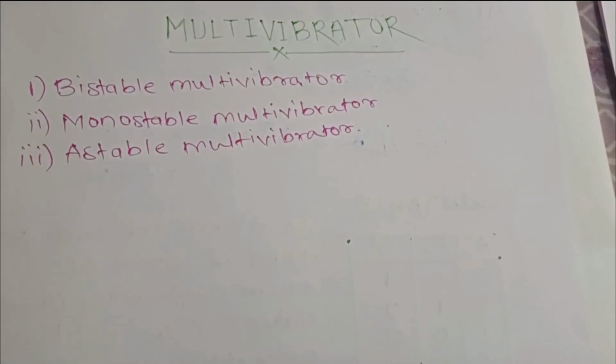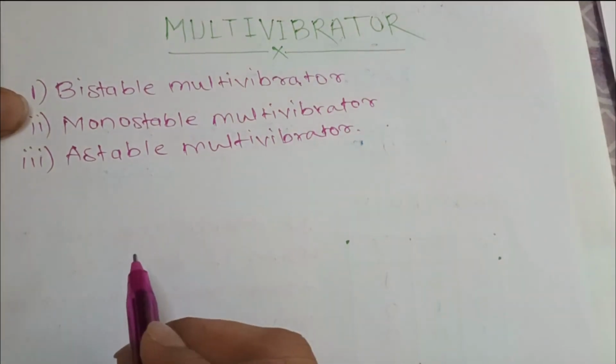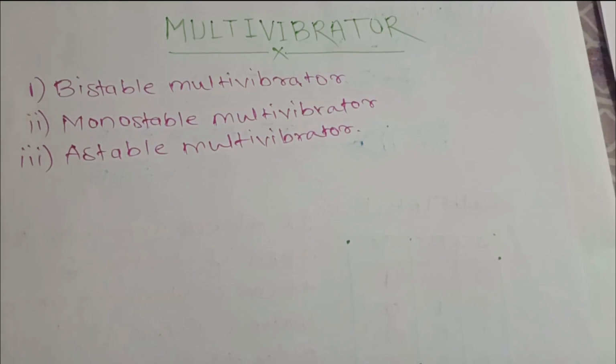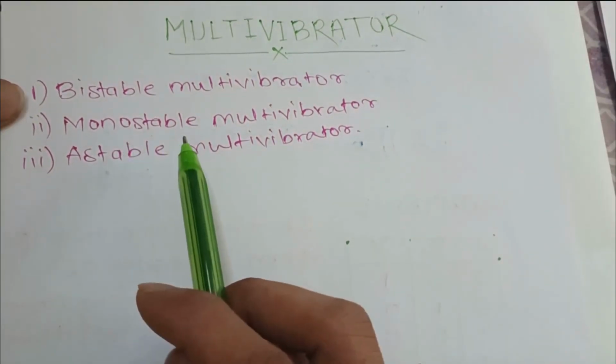So today we are going to see multivibrators. What are multivibrators? Multivibrators are nothing but the circuit which is going to change its state when the triggering happens. So what do you mean by triggering? Triggering is nothing but the force, the kind of event that should occur, then only the circuit is going to change its state.